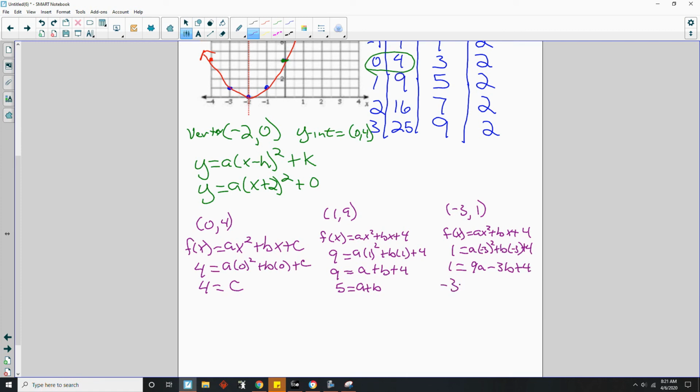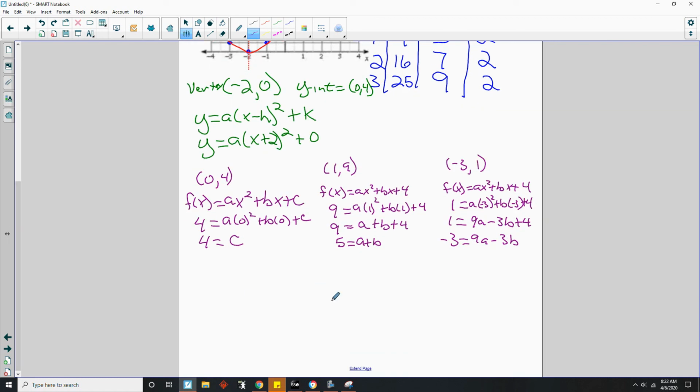Move the 4 over to the other side and I get -3 equals 9a minus 3b. So there's my system of equations. Now I'm going to move down. I'm going to take this equation here and this equation here, and that is a system. So I'm going to have a plus b equals 5 and 9a minus 3b equals -3.